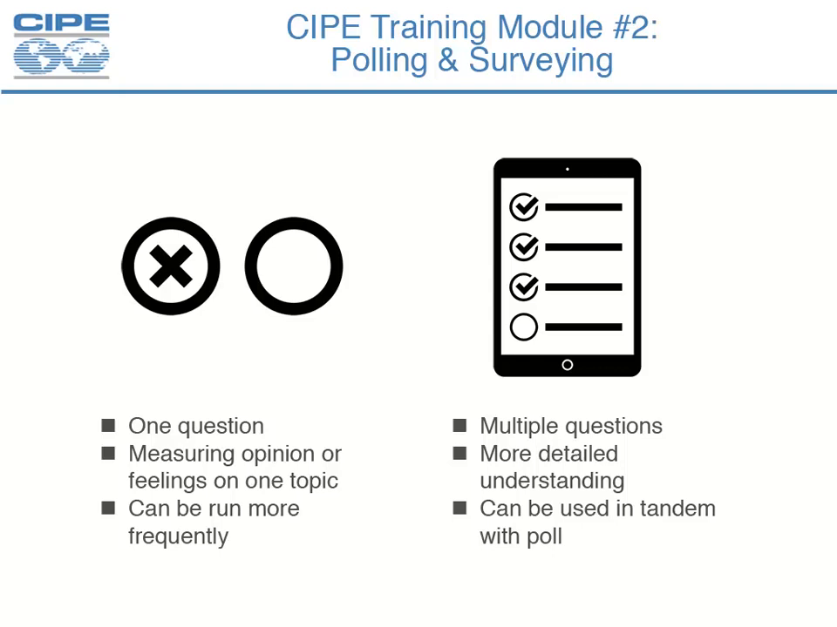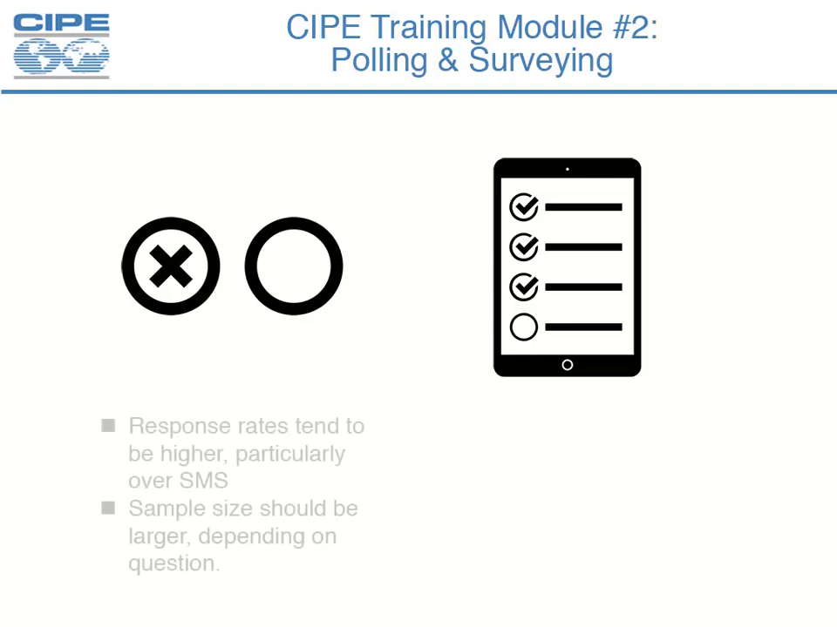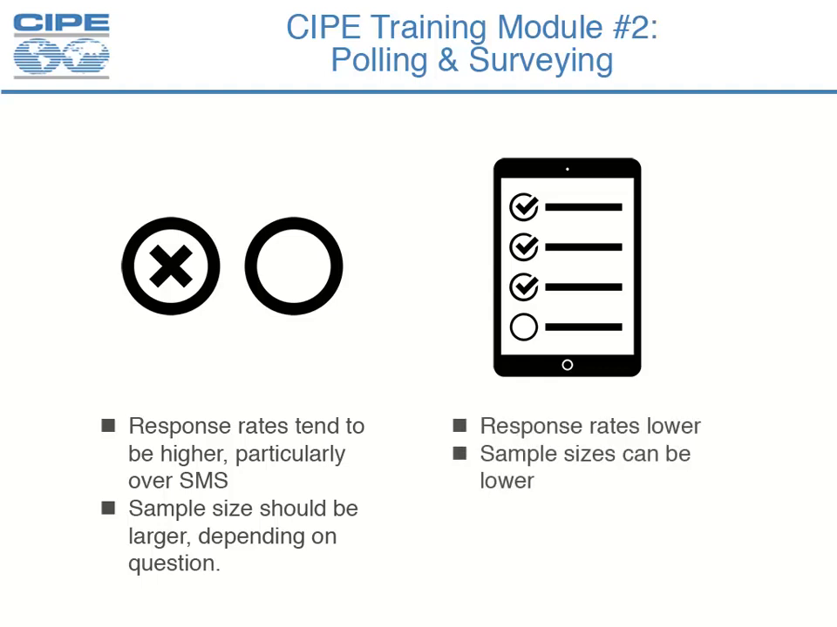Polls are good for measuring opinion on one simple topic. Surveys are generally longer and more detailed. Polls and surveys can be used in tandem to first measure opinion and then to dig deeper with further questions. Since they are shorter, response rates for polls tend to be much higher, while surveys have lower response rates, particularly when these are delivered via SMS or mobile. Something to think about when you design your own.